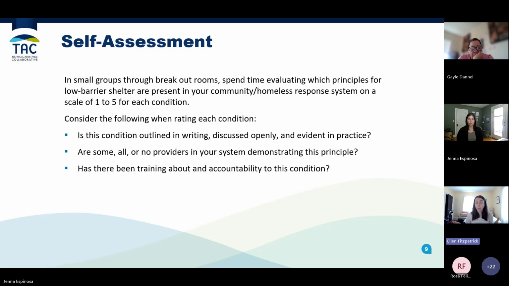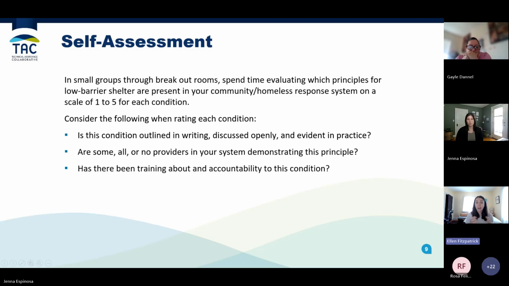Do we currently uphold this principle? If so, is that outlined in writing anywhere? Do we talk about it openly? Is it evident in the way that we're operating? Is it just some organizations that are operating this way, or are we demonstrating it system-wide? Have we had training, or is there anything related to accountability around this principle in our community? So really just kind of gauging where you're at when it comes to these things.